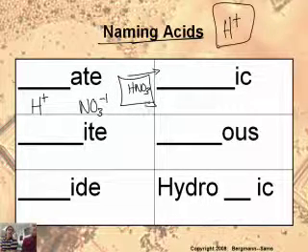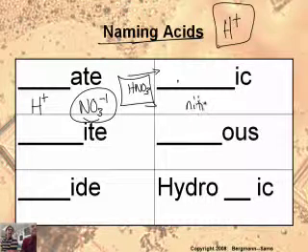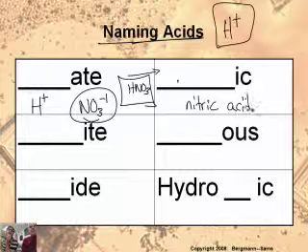So nitrate becomes nitric acid. H becomes ic. Just review. Nitric acid, exactly, the word acid. Maybe you want to think about the word acid as being the H positive part.